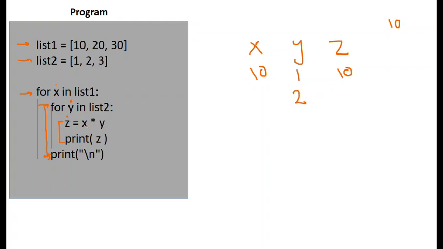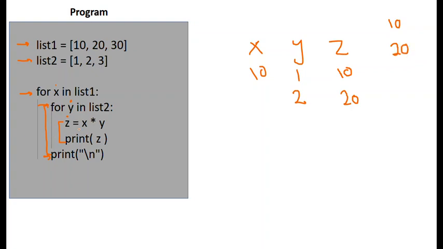All right, now we get inside the body of the inner loop. Now we have z equals x times y. All right, what is x? 10. What is y? 2. So z now will be 20. All right, now print z. What is z? 20. Right?